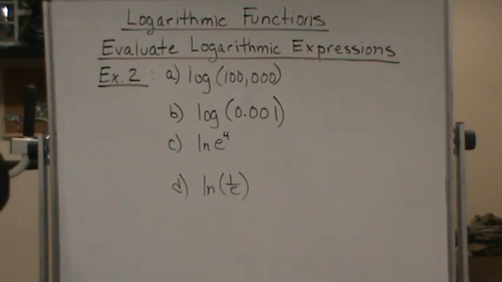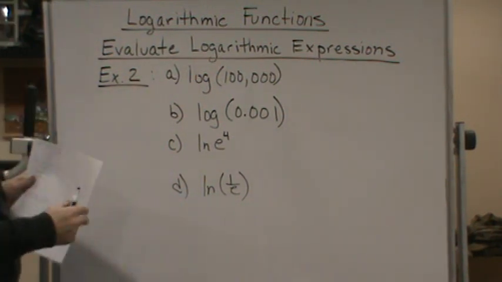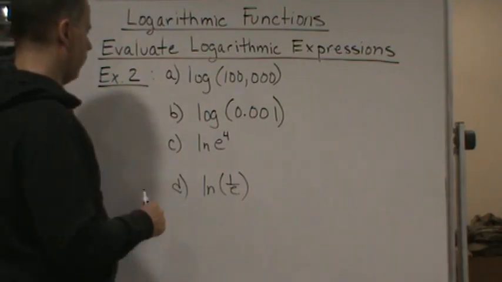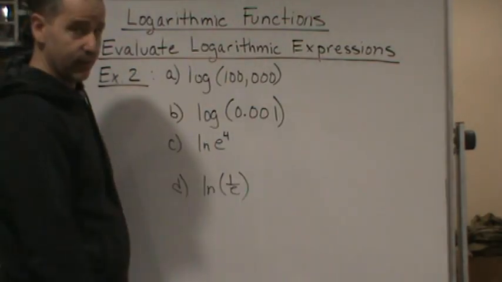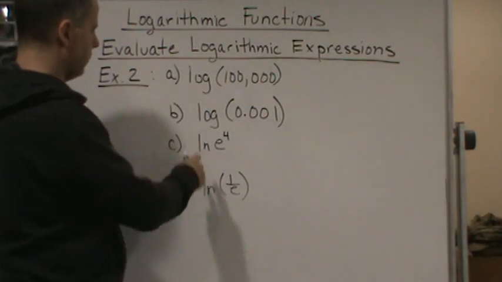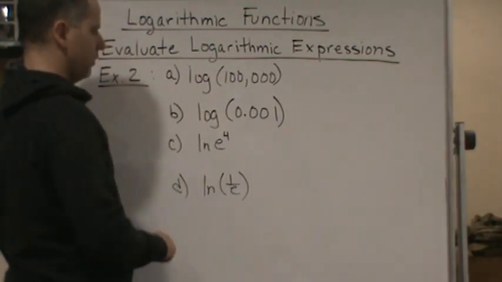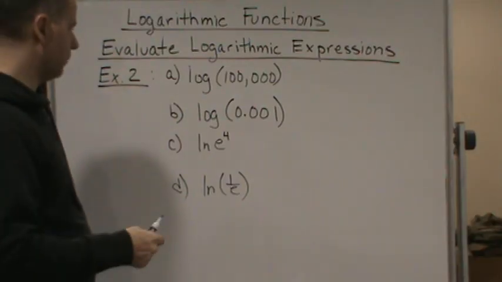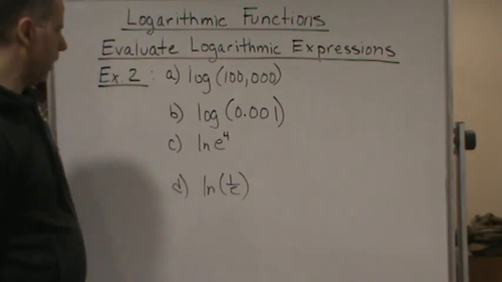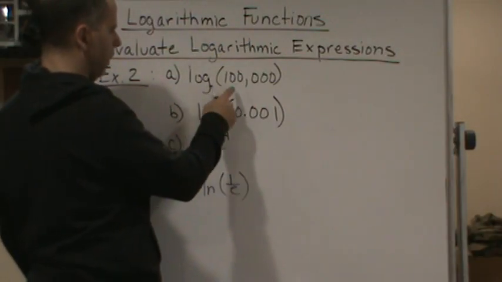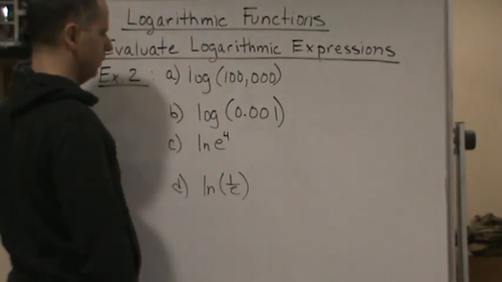All right, welcome back. So now let's do this example here. And so we've got common logs and natural logs. You can tell these are common logs because there's no subscript here for the base, so it's assumed to be 10. Okay, so these are log base 10. So we're taking the common log of 100,000.